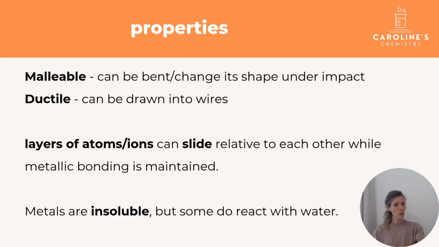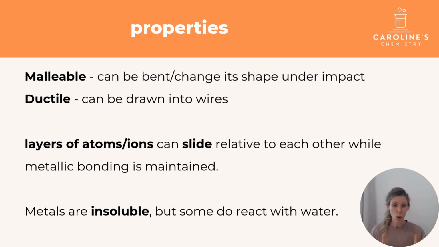We then have two very specific properties to metals that we don't really discuss when it comes to other substances. Those properties are malleable and ductile. As a reminder, the word malleable means something that can be bent or change its shape under impact. For example, if I took a sheet of metal and hit it with a hammer, it's going to change its shape. I'm going to put a dent in it. Ductile means can be drawn into wires.